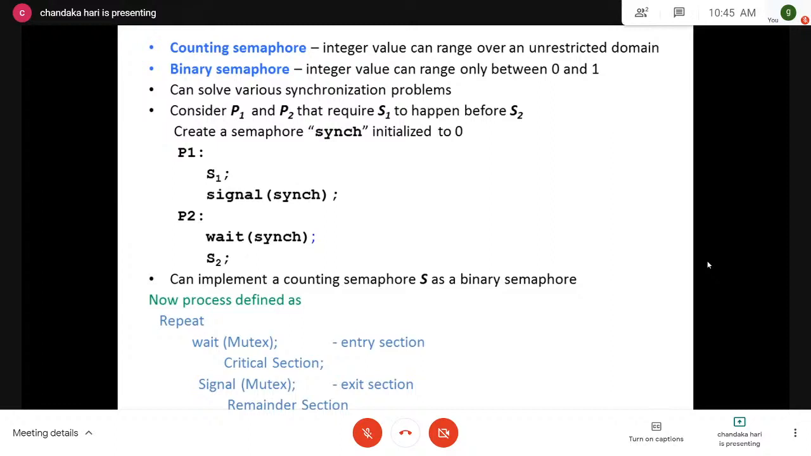Because while executing this kind of instruction, no other process is going to suffer at all. So this is: wait for the mutex, enter into the critical section, and after that signal the mutex, followed by the remainder section. This is the process redefinition.